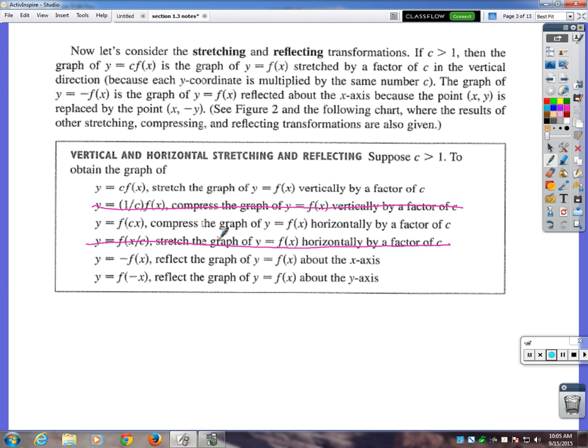And then again, negative on the outside is all an up down thing, so that flips it over the x-axis because it's on the outside. Negative on the inside is the right thing, so that will flip over the y-axis. Okay?